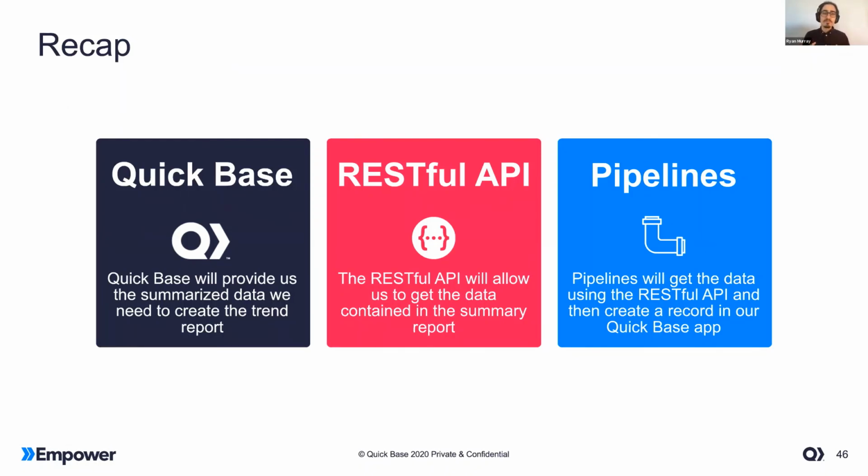Now that we have pipelines and the ability to leverage QuickBase's brain and the API to do all of our summarization and calculations, we've turned that crazy Rube Goldberg machine into a really simple 3-step process. We built our summary report and our trending table in QuickBase. Then we used the RESTful API to get the values directly from that summary report before tying all of that together with pipelines.